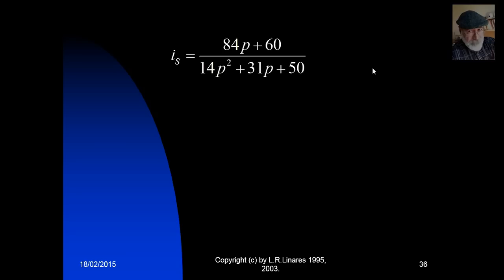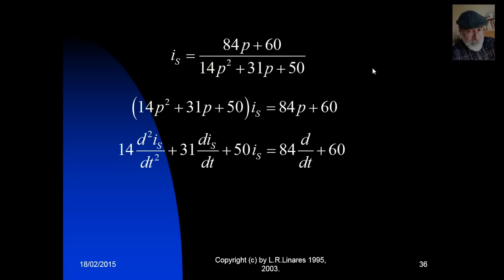What is that right-hand side? Because I can move the denominator over to the left-hand side like this, and the left-hand side makes sense: 14 times the second derivative of IS plus 31 times the first derivative of IS plus 50 times IS equals 84 plus 60p. What is the deal? Let me write that using Leibniz notation, and everything will become clear.